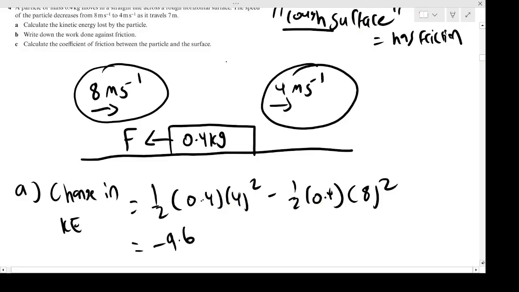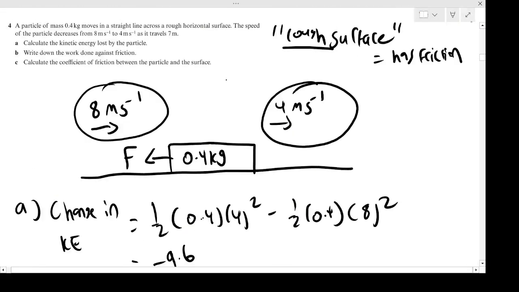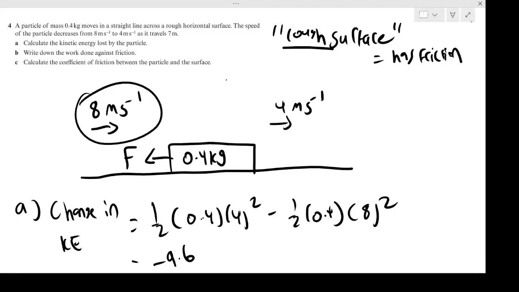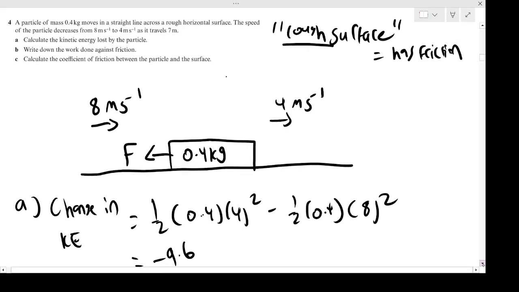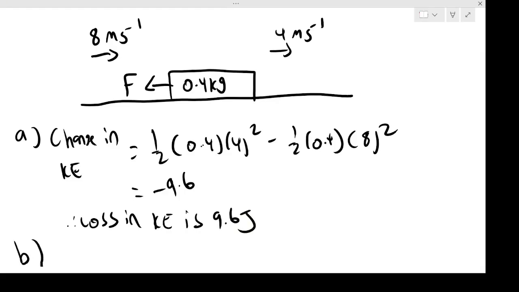So it's a negative, which means it's going to be a loss in energy, and it says loss in the question. We also know it's a loss because very simply the speed is going down from 8 to 4. So the loss in kinetic energy, loss in KE, is just simply the positive: 9.6 joules, and there we are.